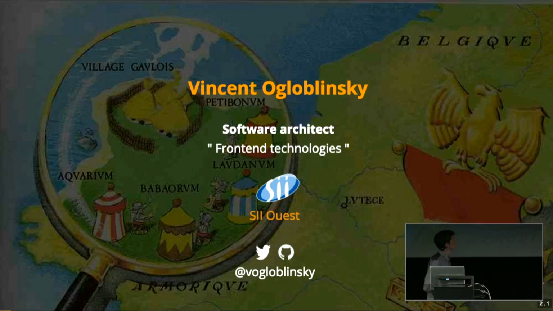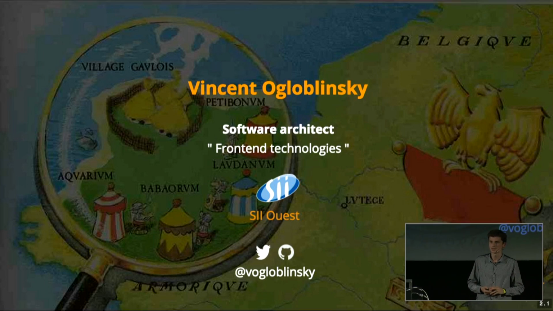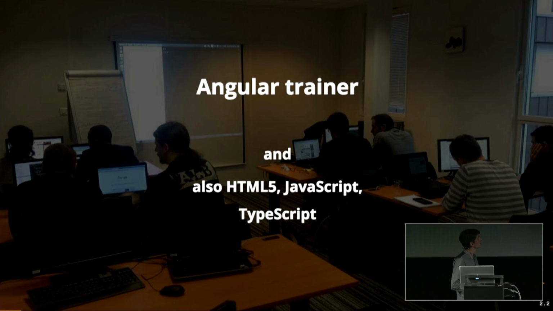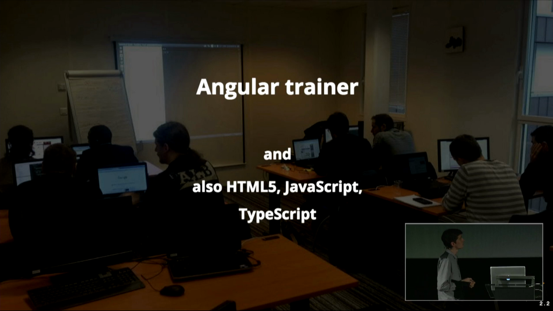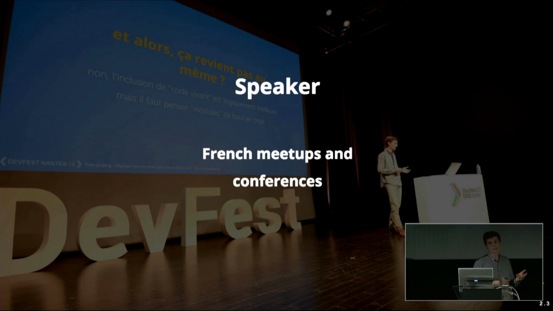Let me introduce myself. I'm Vincent Ogloblinsky. I'm a software architect in front-end technologies in an IT services company in Rennes, a small city in Brittany, on the west coast of France. I'm also an Angular trainer, and also on HTML5, JavaScript, TypeScript, etc. Front-end technologies. And also sometimes a speaker during meetups or French conferences.